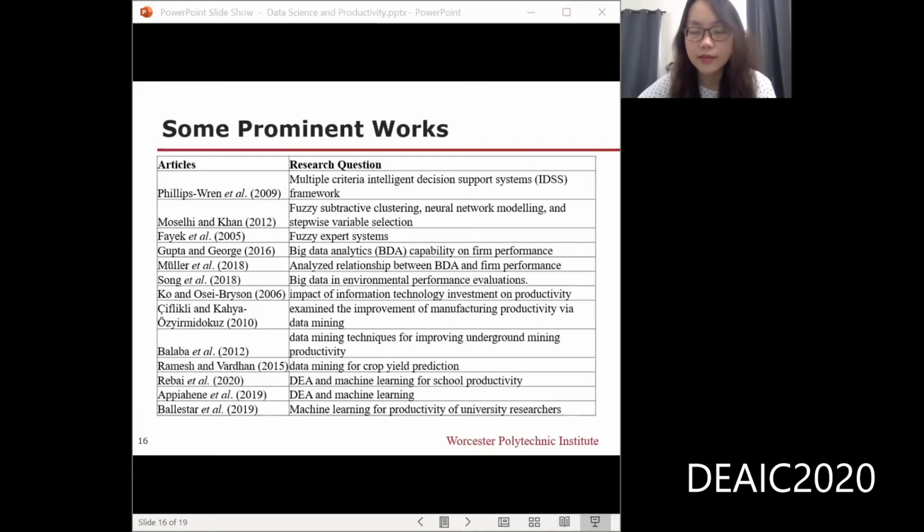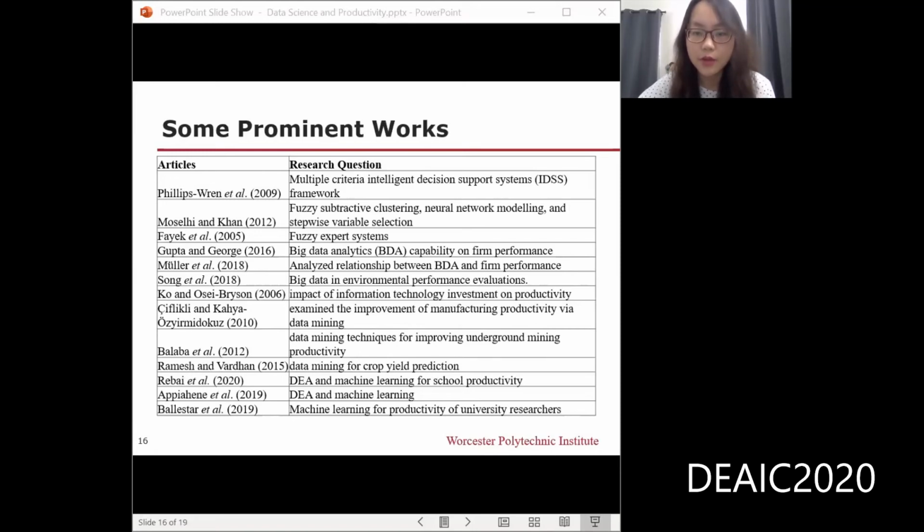Moreover, Mueller et al., 2018, analyzed the relationship between BDA and firm performance based on objective measurements of BDA assets. They found that while information technology-intensive firms gained productivity improvements from BDA, this improvement was not detected for firms in other industries. Song et al., 2018, investigated and summarized the use of big data in environmental performance evaluations.